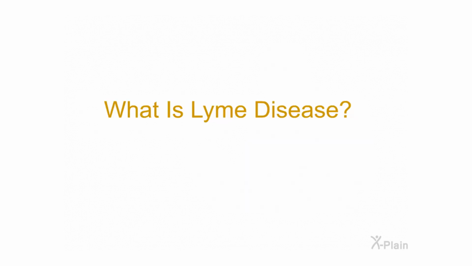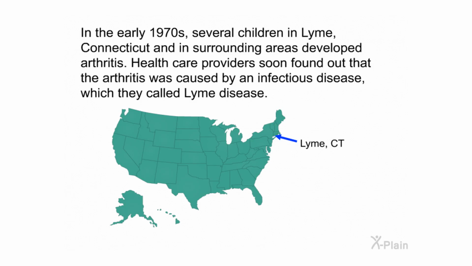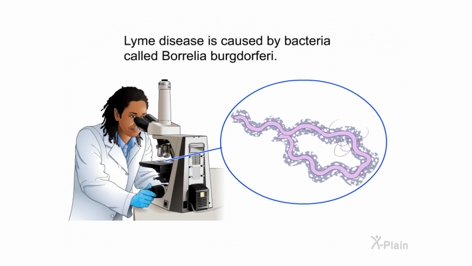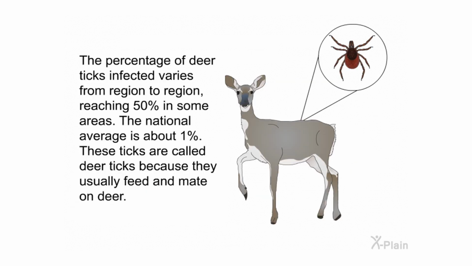What is Lyme disease? In the early 1970s, several children in Lyme, Connecticut, and in surrounding areas developed arthritis. Healthcare providers soon found out that the arthritis was caused by an infectious disease, which they called Lyme disease. Lyme disease is caused by bacteria called Borrelia burgdorferi. The percentage of deer ticks infected varies from region to region, reaching 50% in some areas. The national average is about 1%.